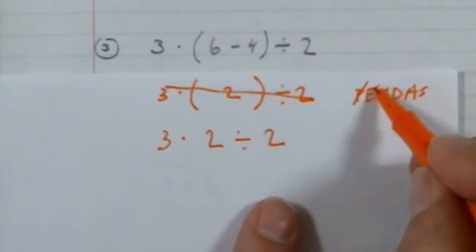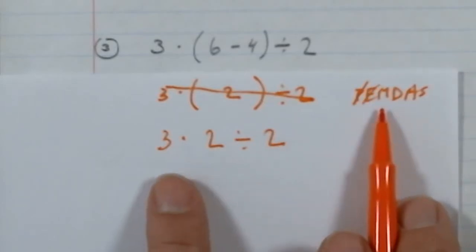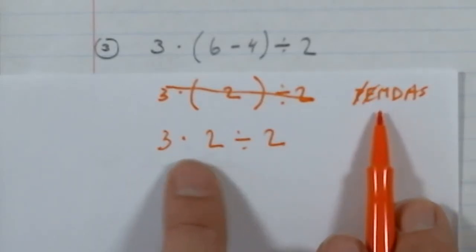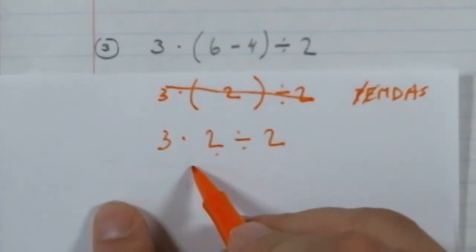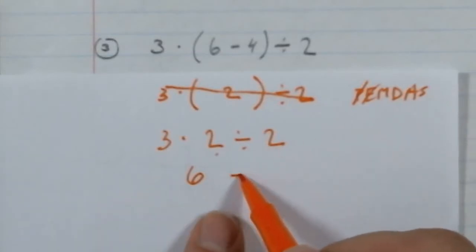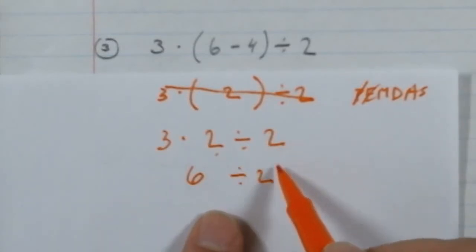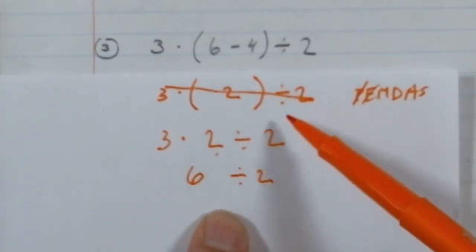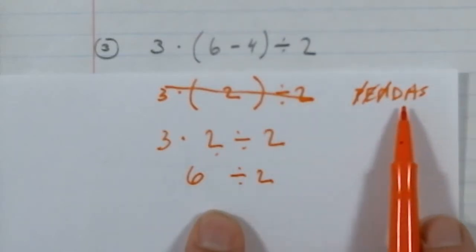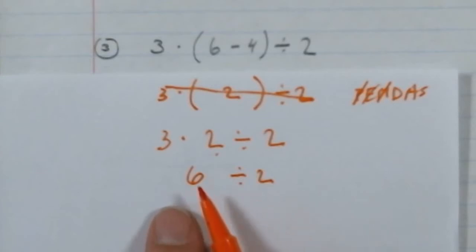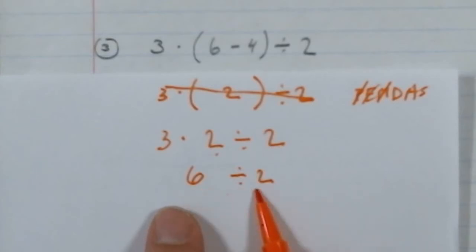All right. Do I have any exponents? Well, nope, no exponents. Do I have any multiplication? Yes, I do. So 3 times 2 is going to be 6 divided by 2. You see how I'm keeping down the same thing, keeping my step organized. So multiplication is gone. Do I have any division? Yep, this is it.